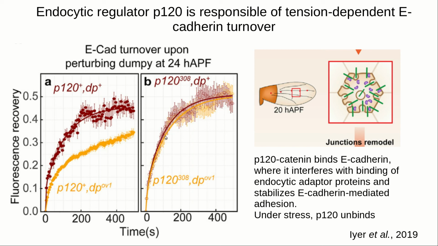because although there is no tension in these junctions, although there is no tension in the dampy mutant, P120 is not there to repress the turnover, or to decrease the rate of turnover, of E-cadherin. So P120 has a role in regulating this viscoelastic property.